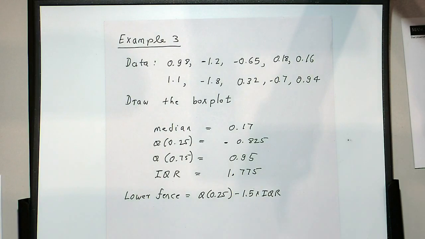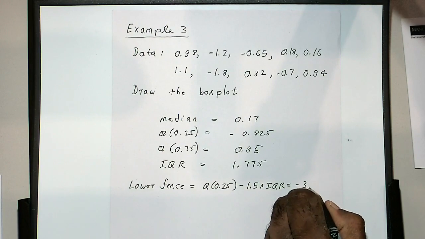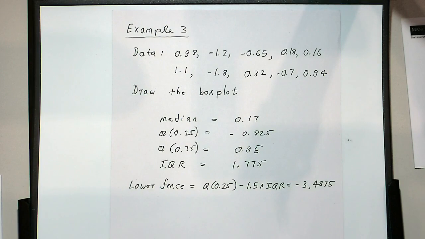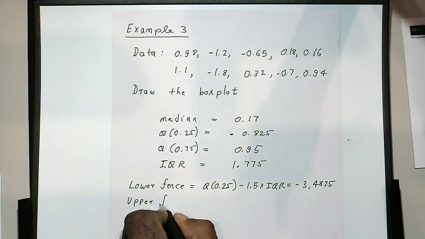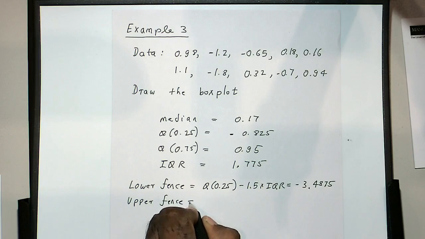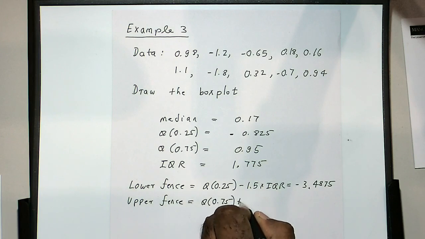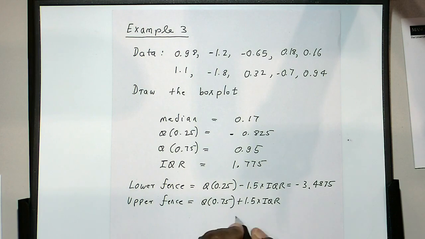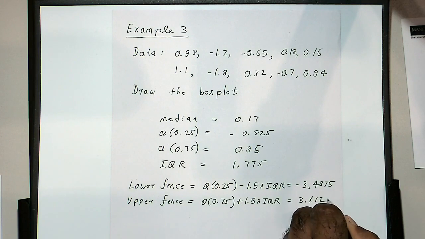That will give you the lower fence. If you have a calculator you can work it out, but I have already done it. This is what you will get. And the upper fence is defined as the third quartile plus 1.5 times IQR, right? Which you can work out to be 3.6125.